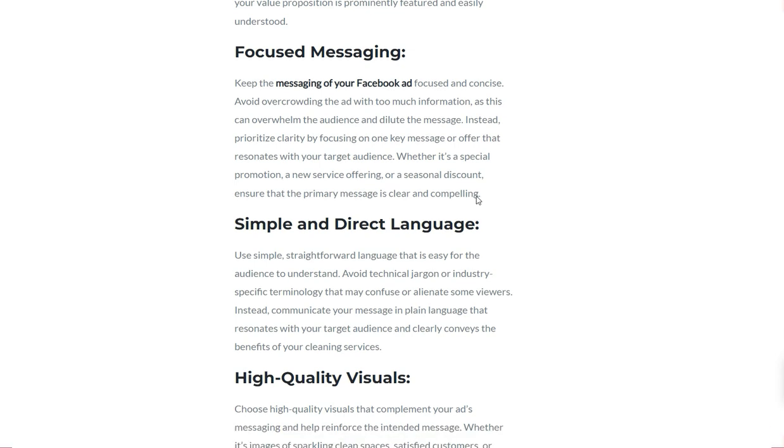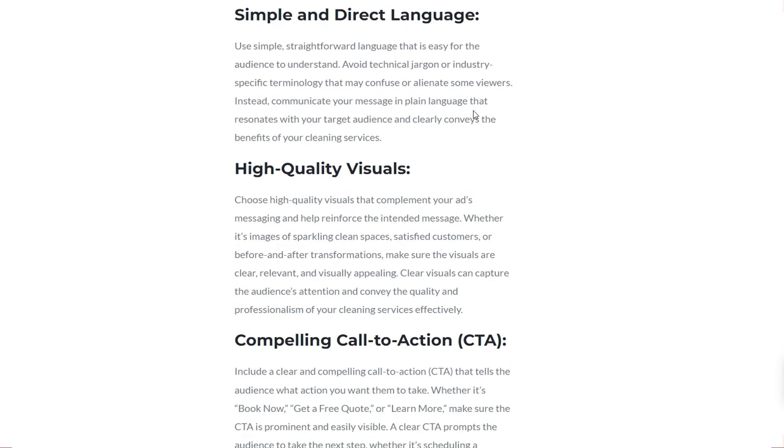The key point is to always be thinking about clarity, and we want to get that one big point across. On Facebook, it's super fast. You're talking 3 seconds, 1 second, a millisecond that people are making these decisions. So if you can focus on one message and get that across fast and furious. I was talking about this earlier with simple and direct language, avoiding jargon, high quality visuals.